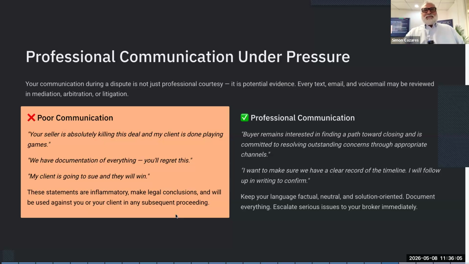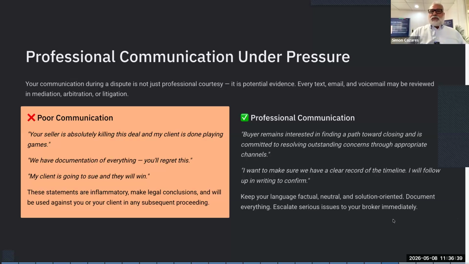Be careful. All right, professional communication under pressure, right? Poor communication, whereas professional communication. So I'll just let you read it, but: your seller is absolutely killing the deal, and my client is done playing games. We have documentation of everything. You'll regret this. My client is going to sue, and they will win. These statements are inflammatory, make legal conclusions, and will be used against you, right?